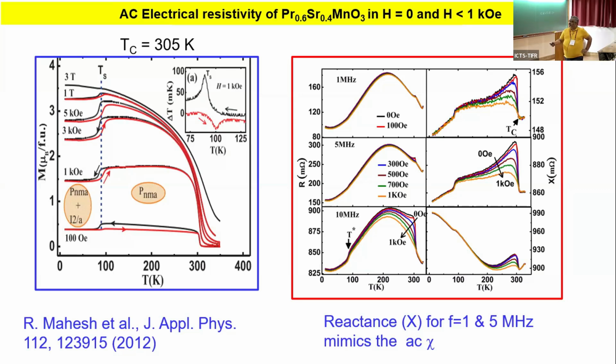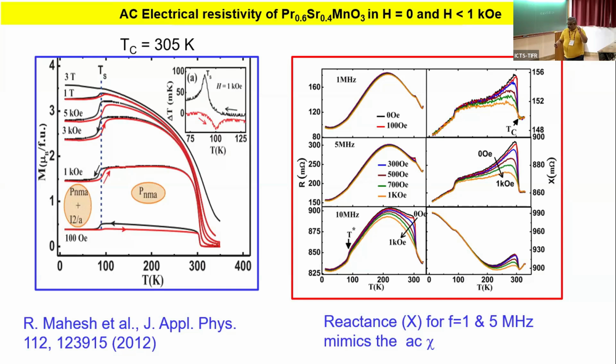Then you apply a magnetic field, 0 to 1 kilo-oersted. 1 kilo-oersted is still a small field. So you can see that even for 300 oersted, there's a remarkable magnetoresistance here. This feature has now gone. Okay. So the AC resistance here already shows the magnetic anomaly, which is not seen in the DC resistance.